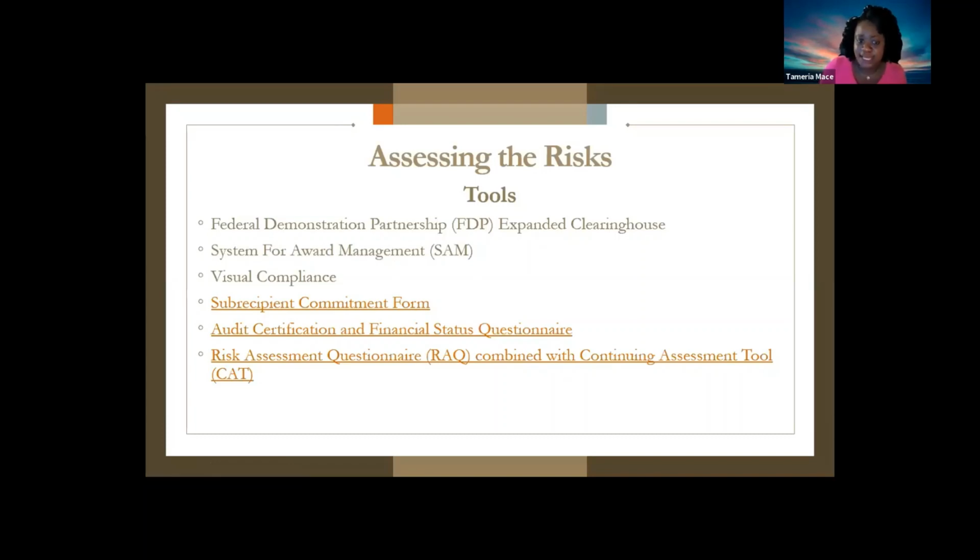And we do have forms, as Danielle said: we have a subrecipient commitment form, we have our audit certification and financial status questionnaire, and at our institution, regardless of whether you're federal or not, we use the FDP risk assessment questionnaire and continuing assessment tool to assess and do our audits. All of this information is on our website and on FDP's website, but we will have these documents available along with the presentation.